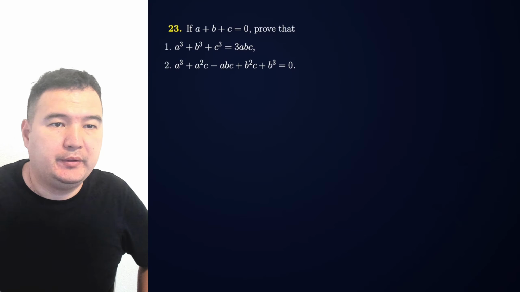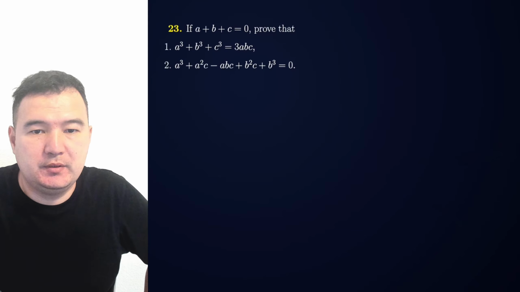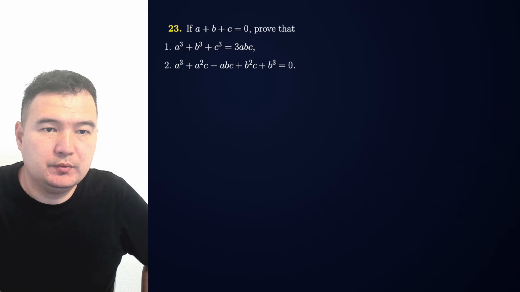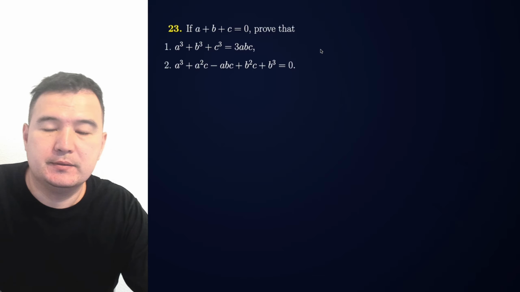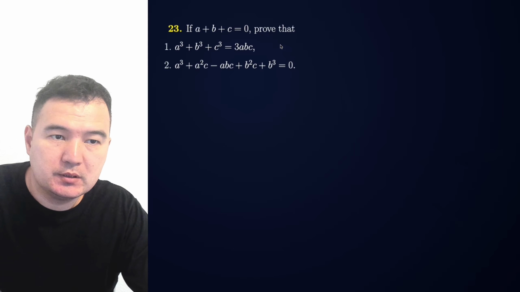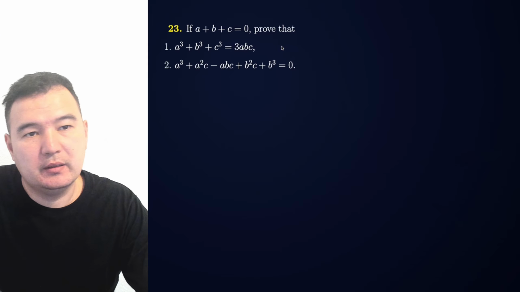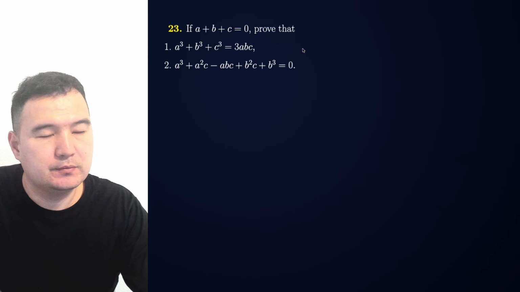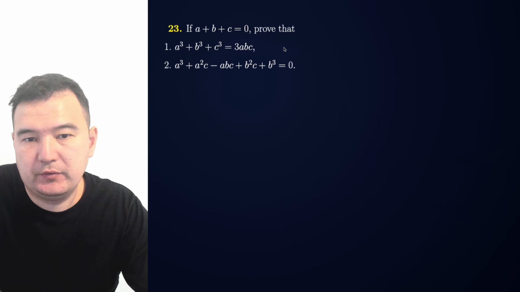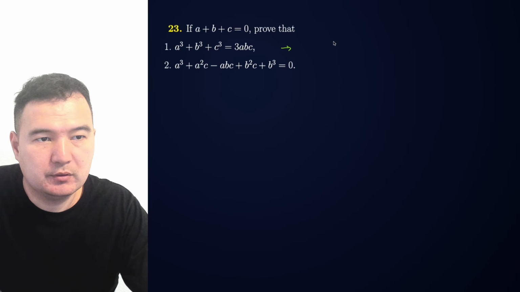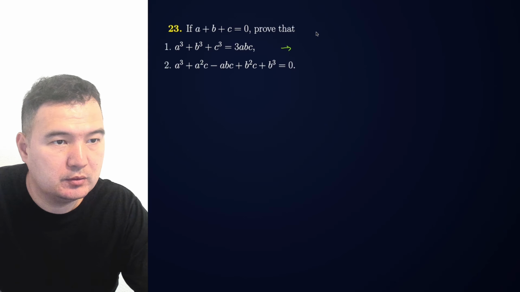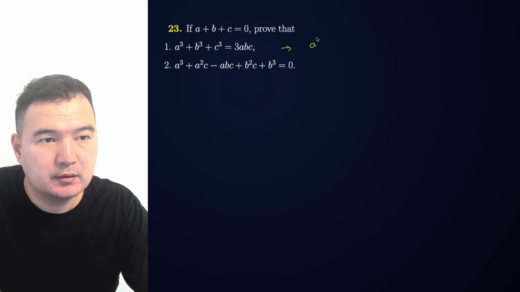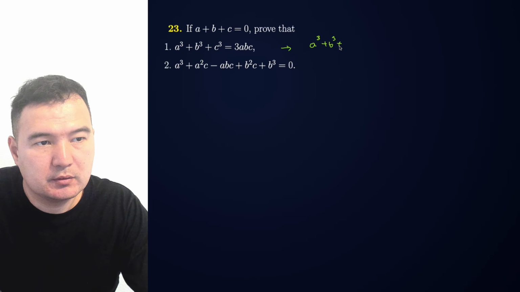Problem number 23. If the sum of three numbers is 0, prove the following two identities. The first one is a very famous identity, in fact. If you are preparing for some kind of math contest, it's good to memorize that. That's a cube plus b cube plus c cube minus 3abc.